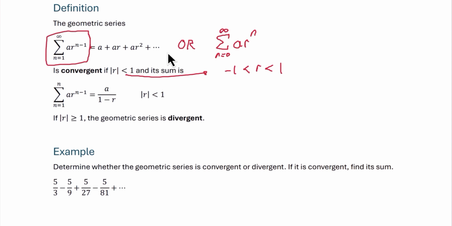And the nice thing about geometric series, if they do converge, they're always going to converge to a divided by 1 minus r. So we have this nifty little formula that's going to give us the value that the geometric series converges to. It will always be a divided by 1 minus r.